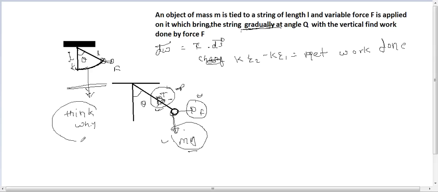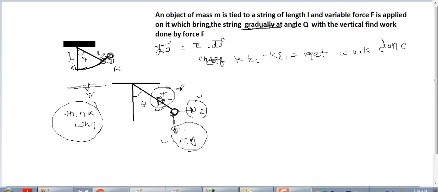If this is going to be an arc of a circle, and the displacement takes place along this direction, look at the movement of my pencil, then this angle will be 90 degrees at every instant. Why?